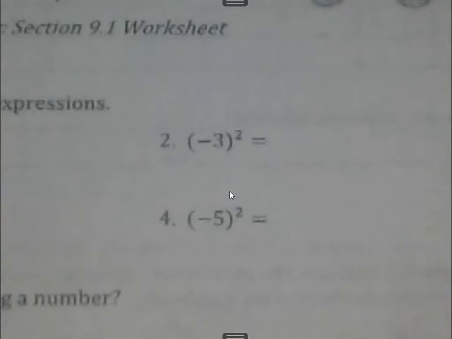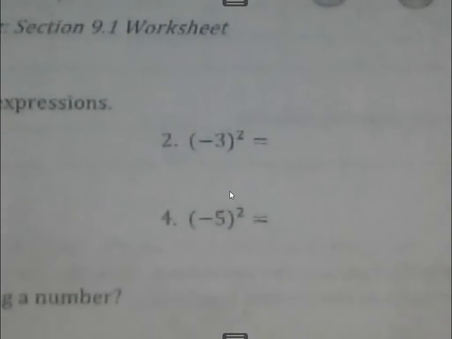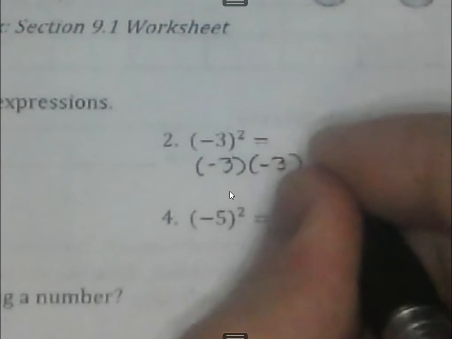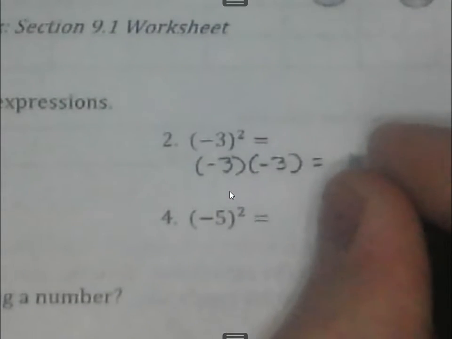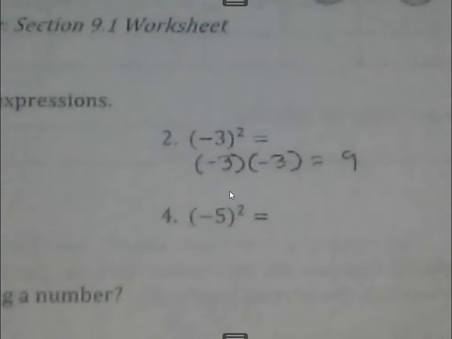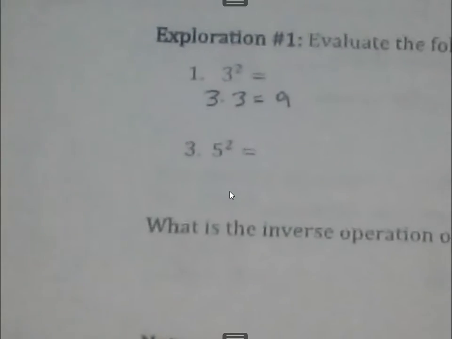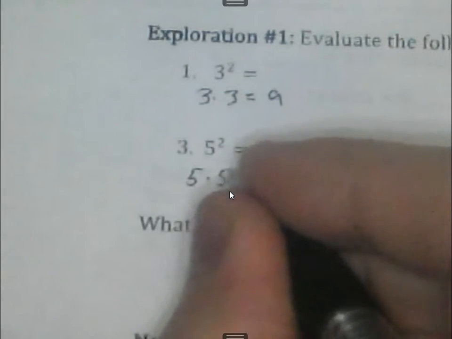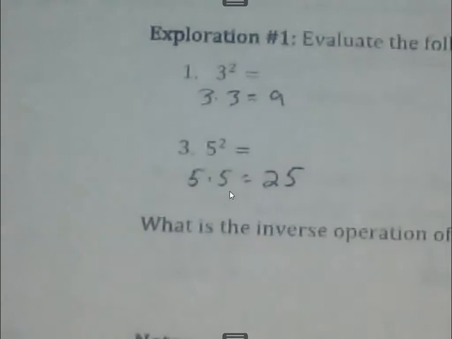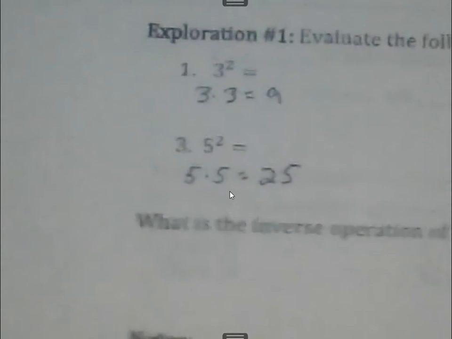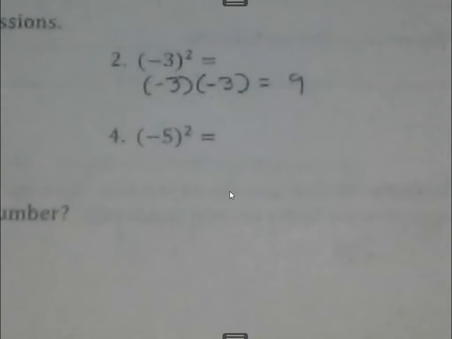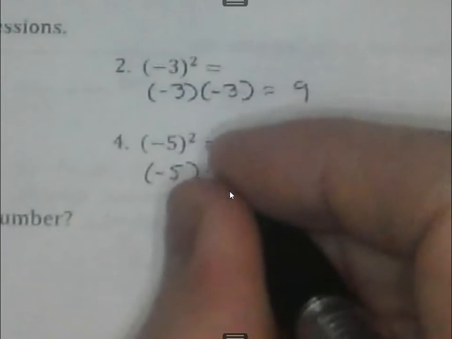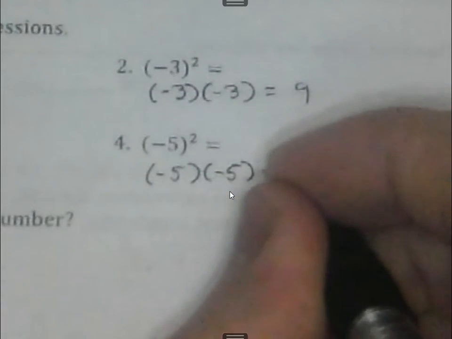Then what we want you to do is try number 2. The answer to number 2 is negative 3 times negative 3. Negative 3 times negative 3 is going to give you a positive 9. Try number 3. The answer for number 3 is 5 times 5, which is 25. And the answer for number 4, well, first try it out. And the answer is negative 5 times negative 5, which is 25.